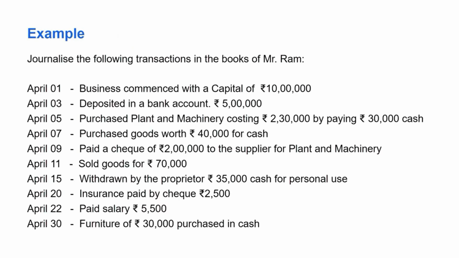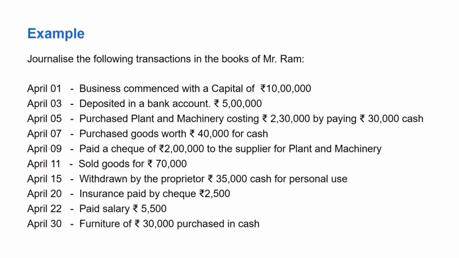Example: journalize the following transactions in the books of Mr. Ram. April 1st, business commenced with a capital of rupees 10 lakh. April 3rd, deposited in the bank account rupees 5 lakh. April 5th, purchased plant and machinery costing rupees 2,30,000 by paying 30,000 cash. April 7th, purchased goods worth rupees 40,000 for cash. April 9th, paid a check of rupees 2 lakh to the supplier for plant and machinery.